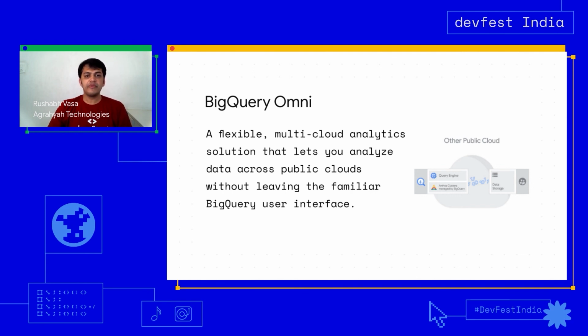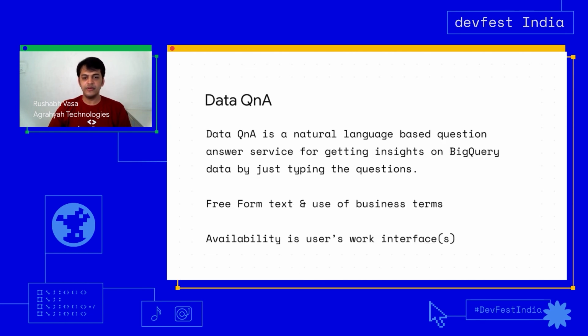And because BigQuery Omni is powered by Anthos, you will be able to query data without having to manage the underlying infrastructure. That's one of the very powerful new features that BigQuery has launched.